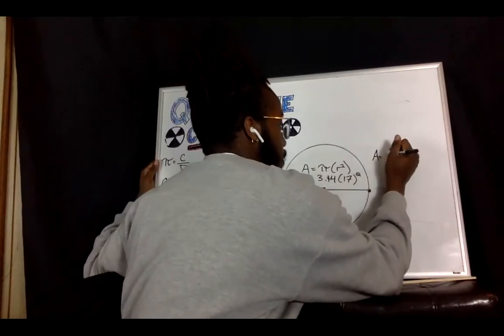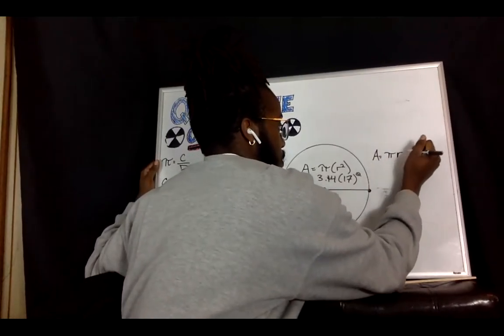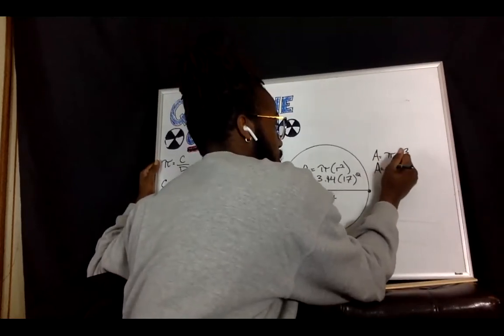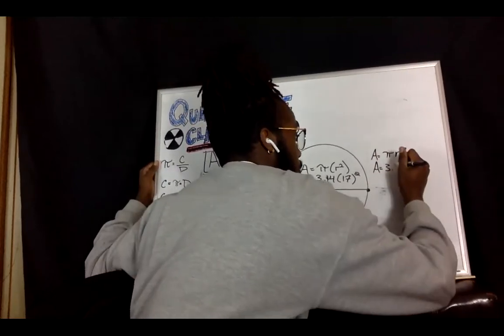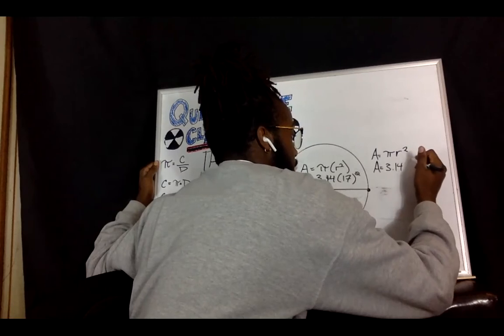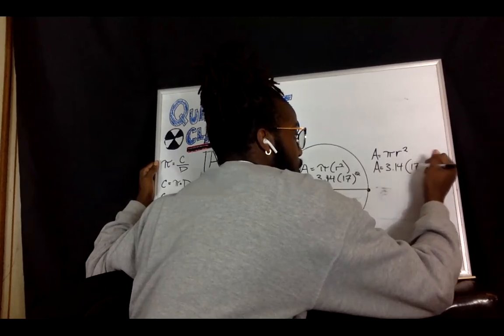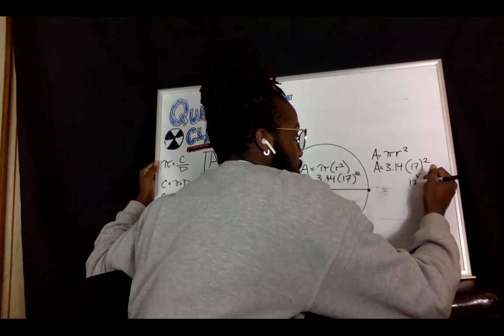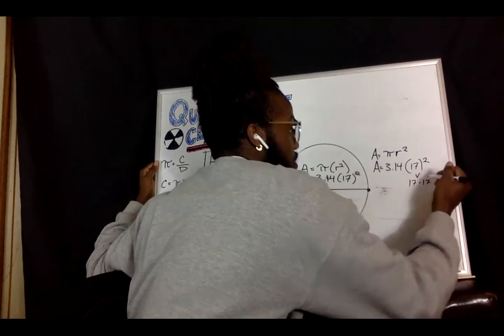I'm going to write the formula first, and then I'm going to plug in all the information that I know. Area equals 3.14 times, not 34, but 17 squared. And then I have to find out what 17 squared is. So 17 times 17.